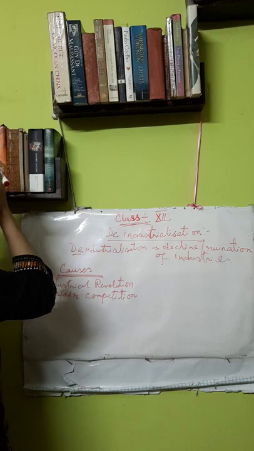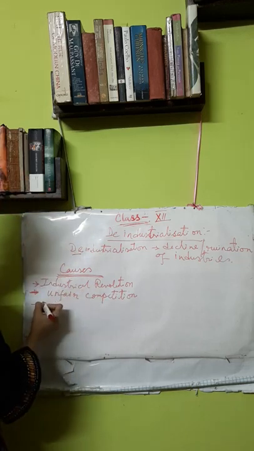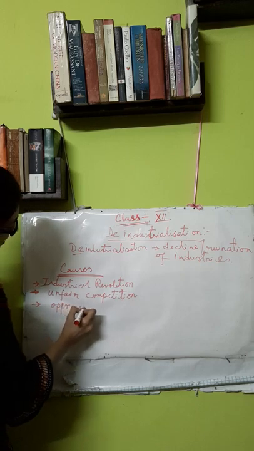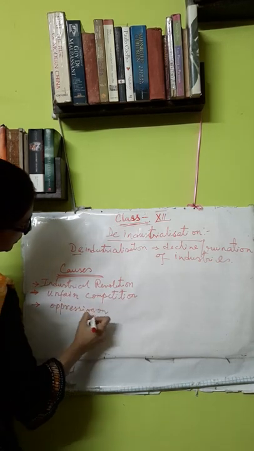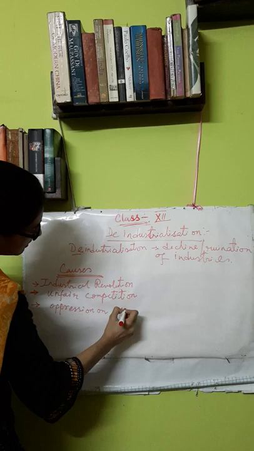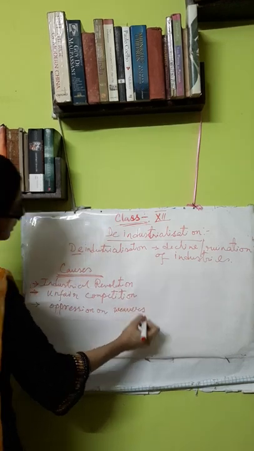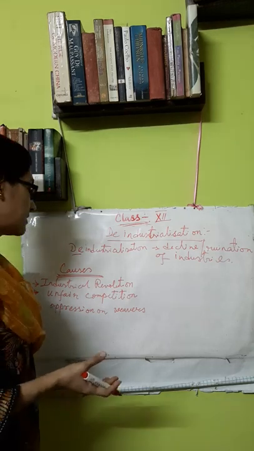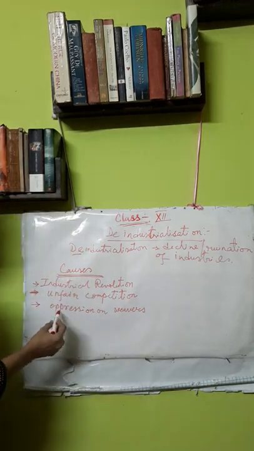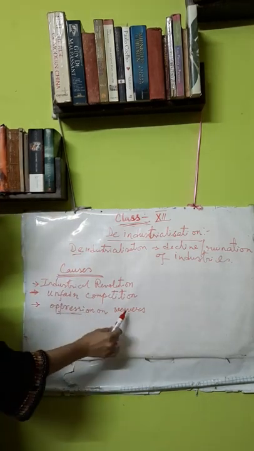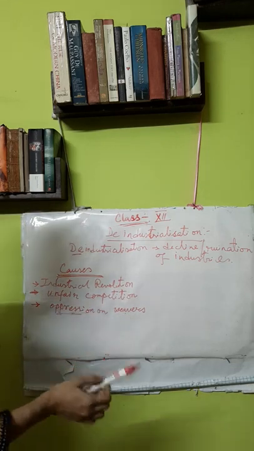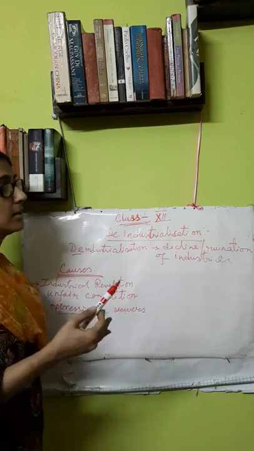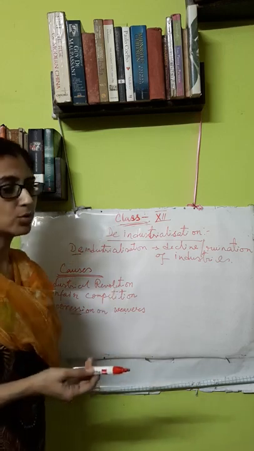Apart from these, another cause that led to the decline of industry was the torture or oppression on the weavers. Not only weavers, the handicraftsmen also suffered oppression. The English East India Company servants coming to India were oppressing and torturing the weavers and handicraftsmen, and this torture forced them to leave their craft and go to other professions.